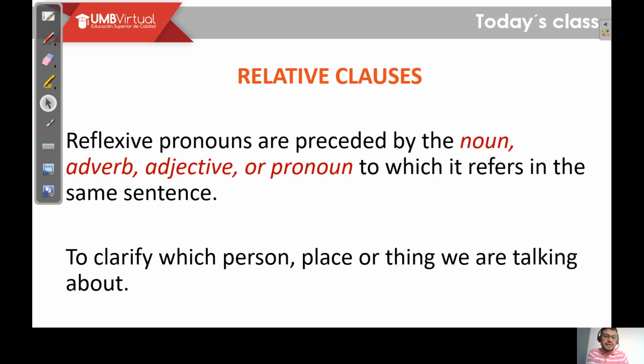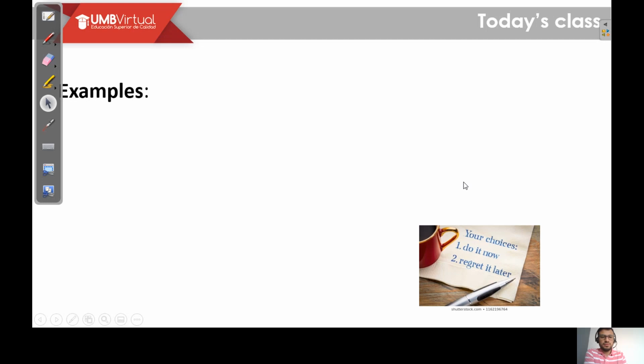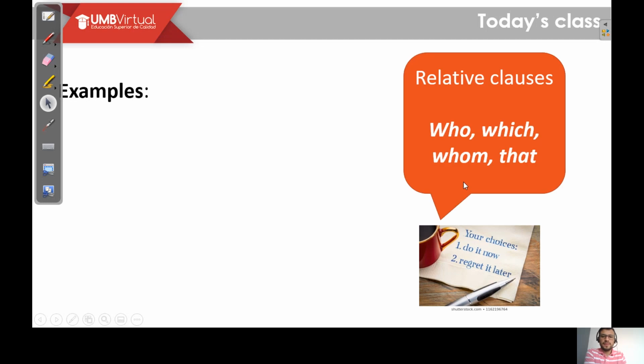So instead of saying the same car, you're going to say, for example, it like this or something like that. We are going to see. This could help you to clarify the person or thing you're talking about.